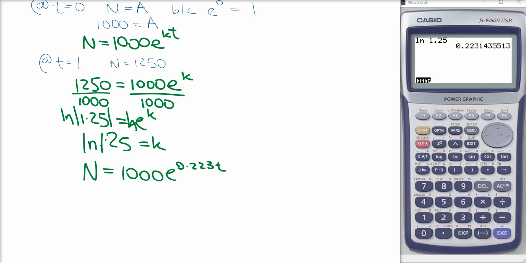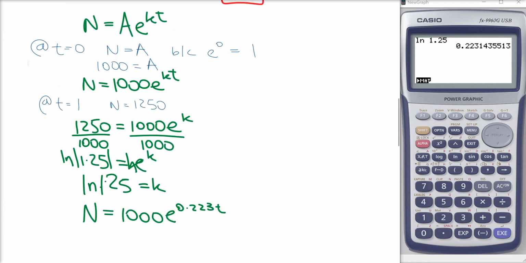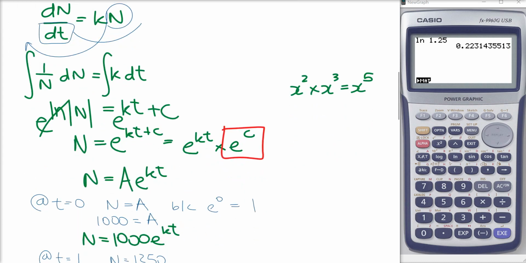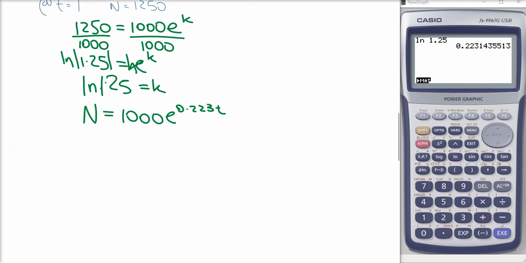So is that my answer? Let's go back up to the question. At this rate of increase, how many will be there after 2 years? So we haven't answered the question yet. Make sure you answer the question. How do I answer this? Substitute t equals 2. At t equals 2, N equals 1,000 e to the 0.223 lots of 2. Happy with that?